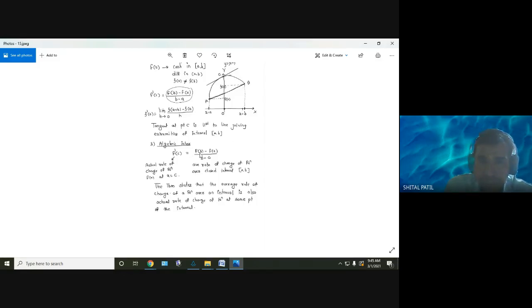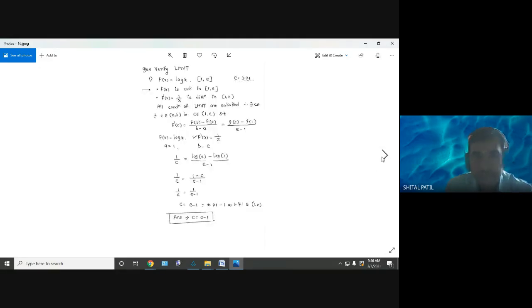Algebraic interpretation. See, f of b minus f of a divided by b minus a, where f of b and f of a are the extreme values, is the average rate of change of the function over the closed interval [a, b]. And that is always equal to the actual rate of change of the function f of x at x equal to c. So the theorem states that the average rate of change of the function over an interval is equal to the actual rate of change of the function at some point of the interval. Then we started with different examples.